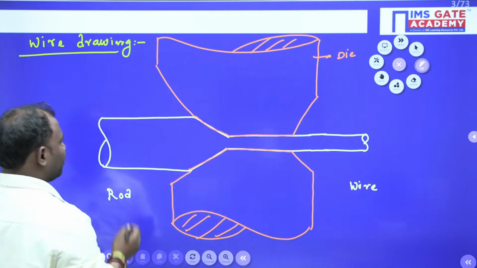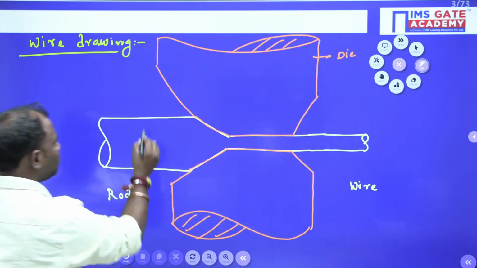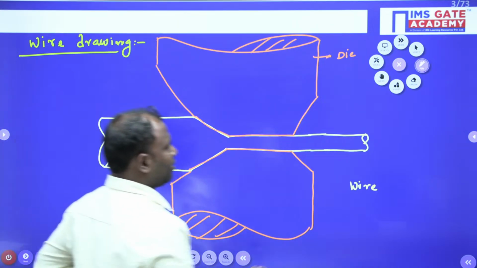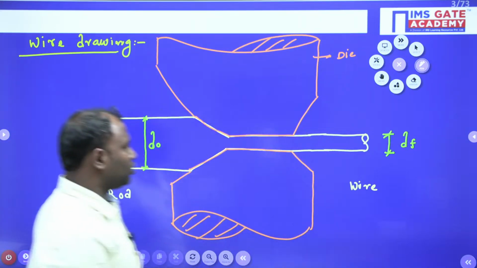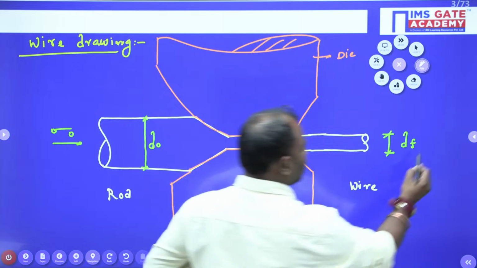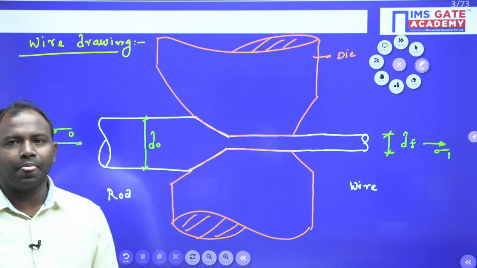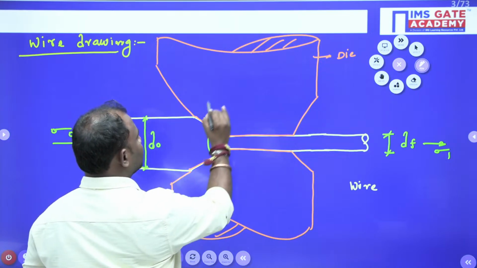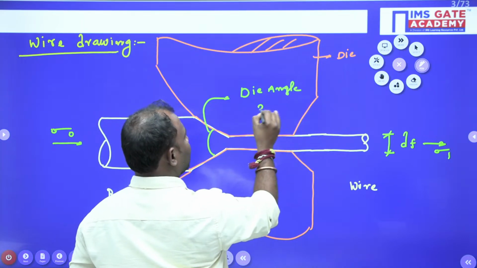This is the initial diameter of the wire, D0 we say, and here the final diameter of the wire we say is DF. Now some back tension may be applied, that is sigma naught, and front tension may be applied, sigma 1 we call. This is the deformation zone angle, or we can call it the die angle. Here the die angle is 2 alpha.